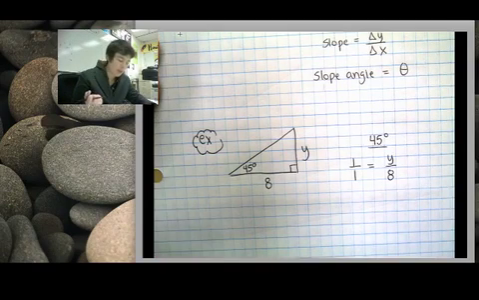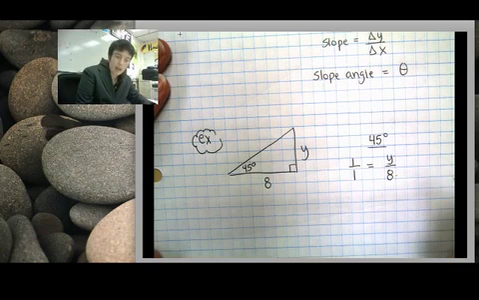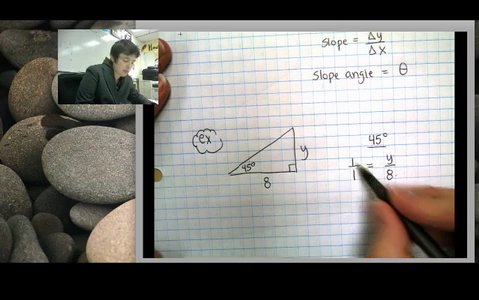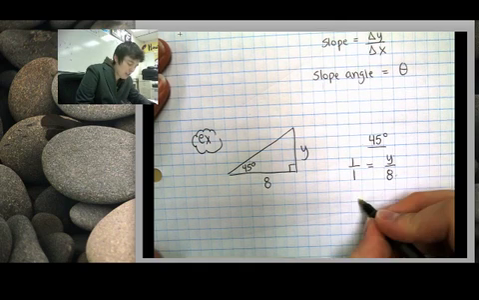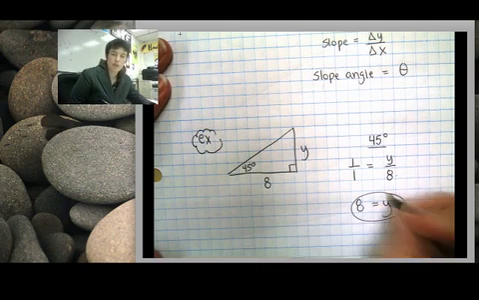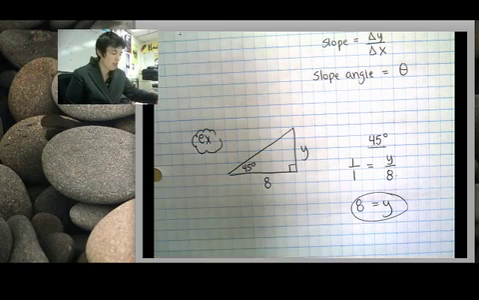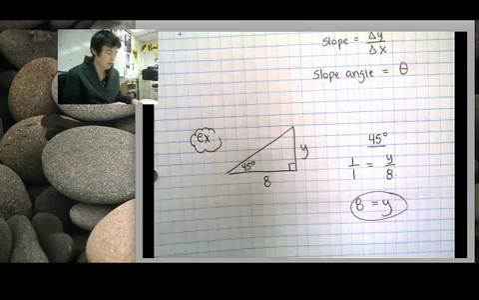I already kind of know this one in my head. It's going to be 8 over 8. If you need to solve it by hand, you would cross multiply. You do 8 times 1 is 8. 1 times y is y. So my answer is y equals 8. It's a pretty straightforward, easy example. So let's do another one that's at least a little more difficult than that.